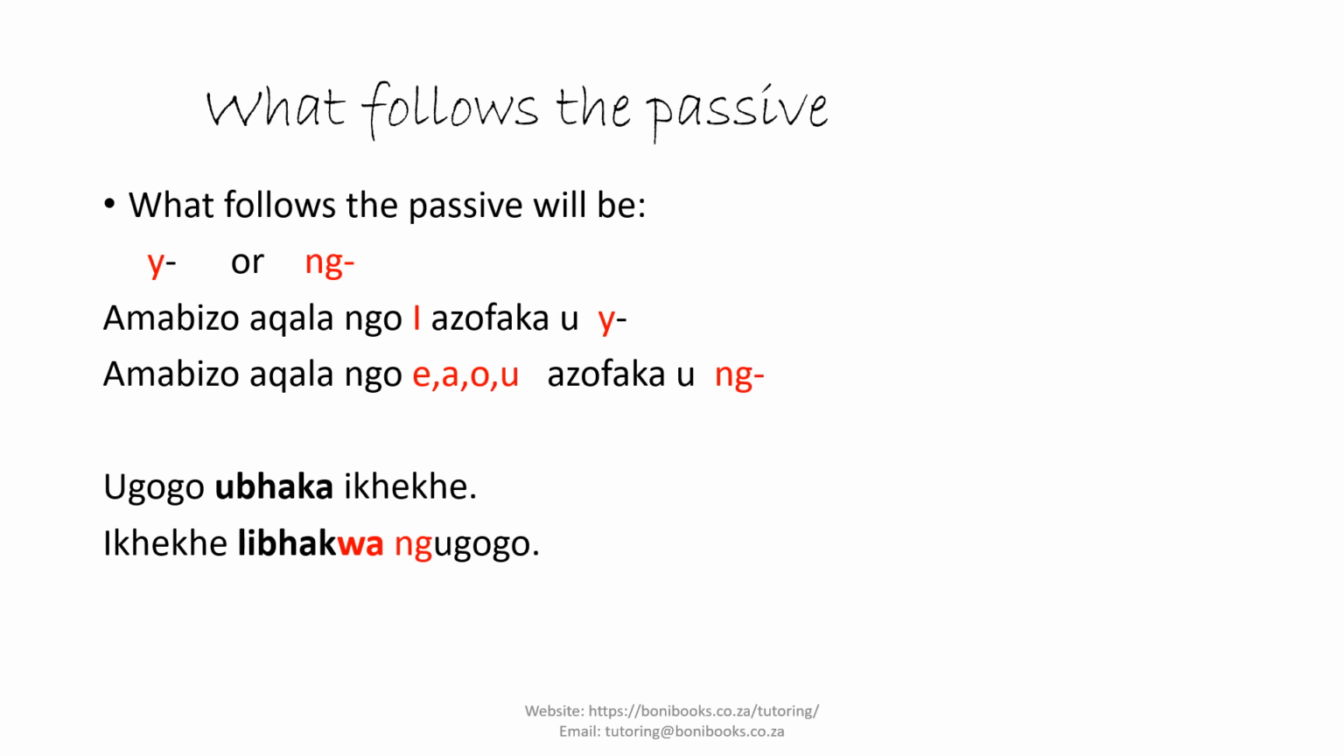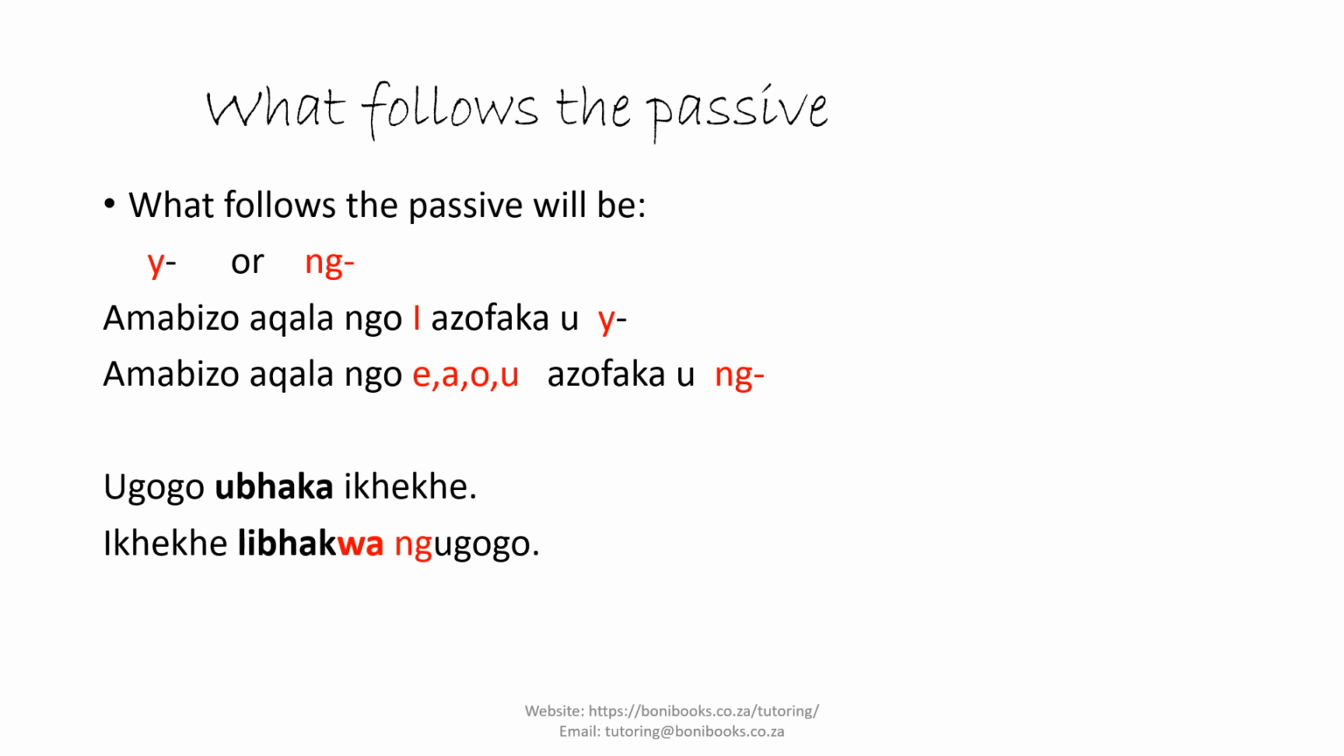What is it going to take? You are going to look at the noun, lelo bizo, lelo liqala ngani. What does it begin with? What vowel does it begin with? So if it begins with the vowel I, amabizo aqala ngo I, azofaka u-Y. Yihashi, yingane, okay? Yipeni, okay? But amabizo aqala ngo A, no, E, no, O, no, U, azofaka ung.